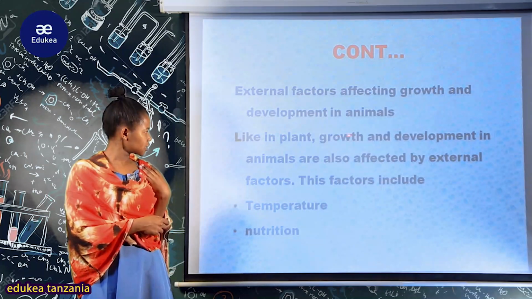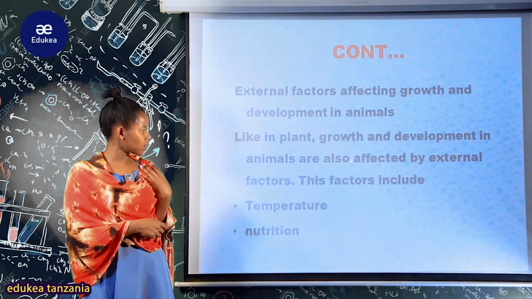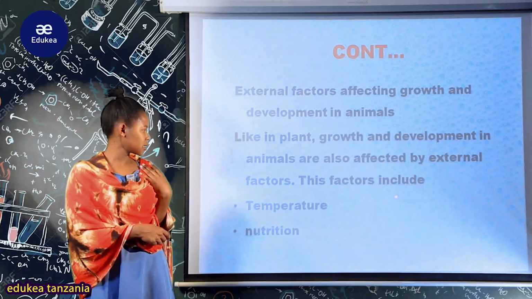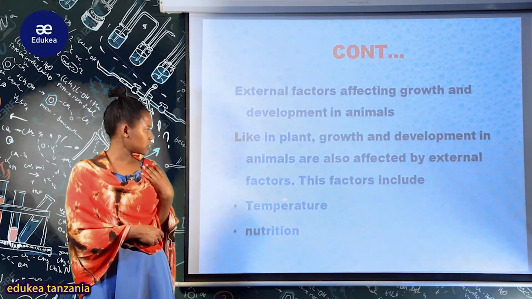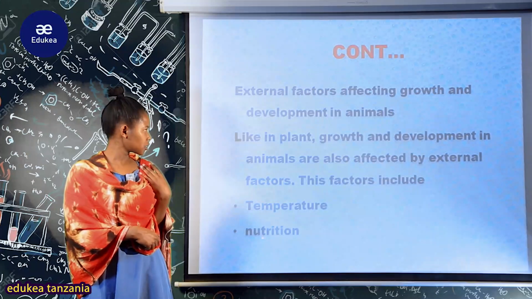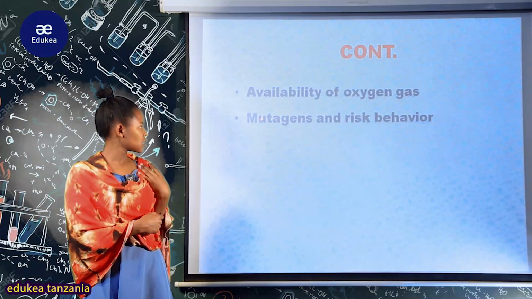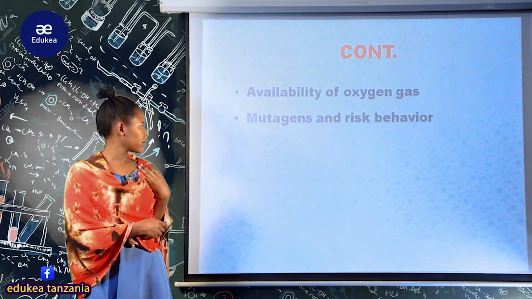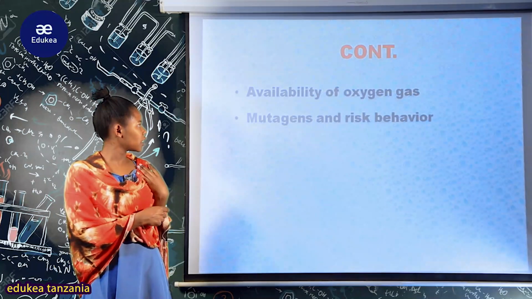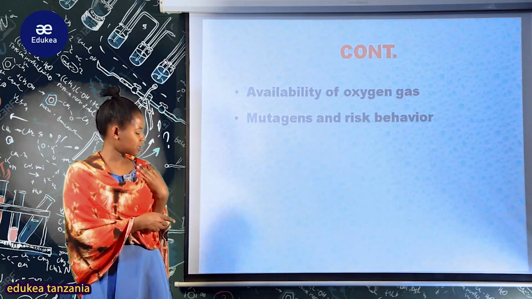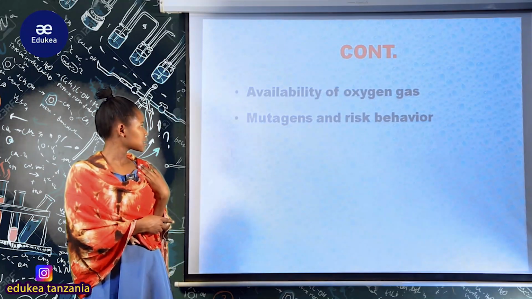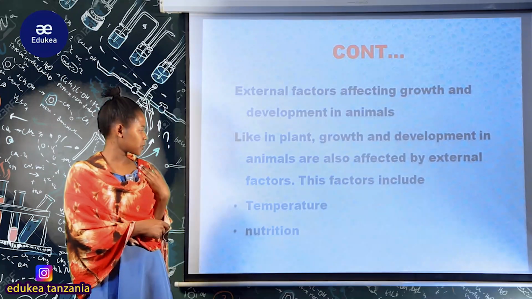Like in plants, growth and development in animals are also affected by external factors. These factors include temperature, nutrition, availability of oxygen gas, mutagens, and risky behavior. And now we are going to look at one factor after another, starting with temperature.